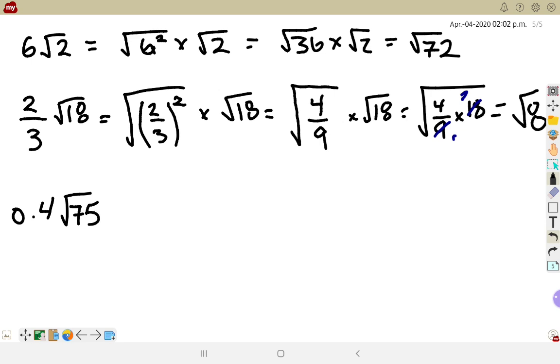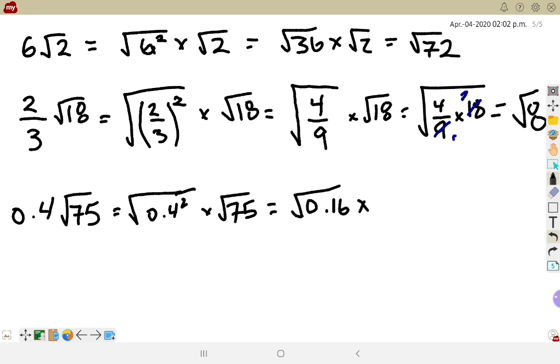Okay, let's go with 0.4 times the square root of 75. So, two options. You can work with the decimal if you want. I would always recommend changing it to a fraction, but I'll do it with the decimal just to show you that it's okay. So I'd have to go 0.4 squared, and then take the square root of that, multiplied by the square root of 75. That ends up giving me the square root of 0.16 times the square root of 75. And now the problem with that is you probably need your calculator to go 0.16 times 75. It does give you 12.